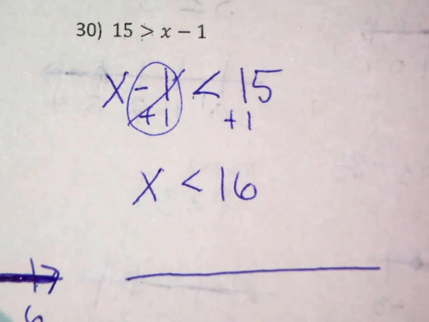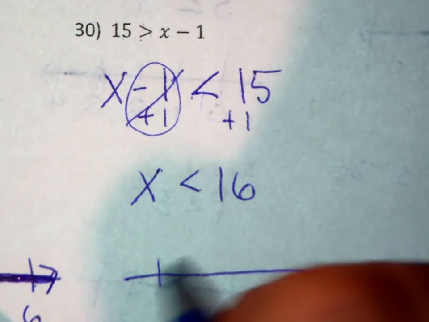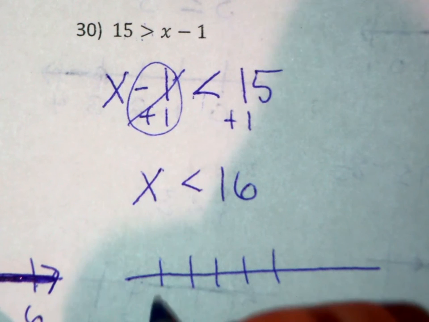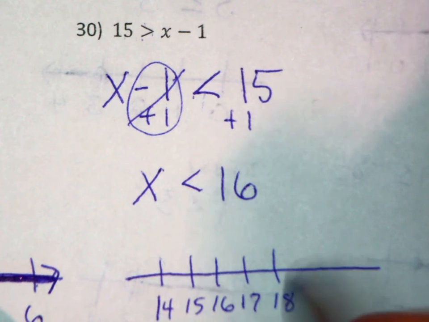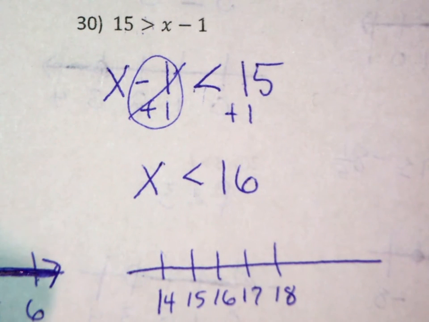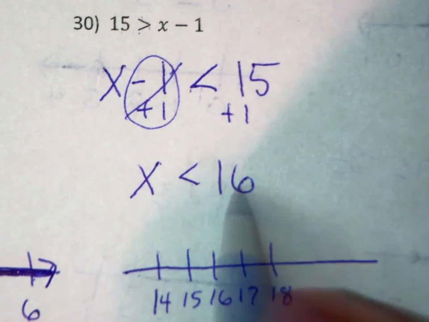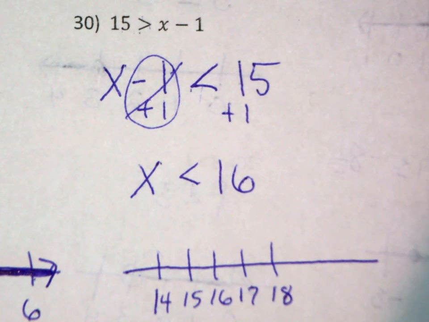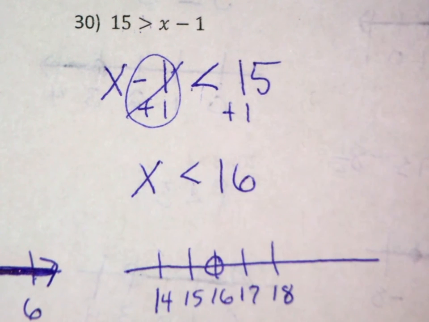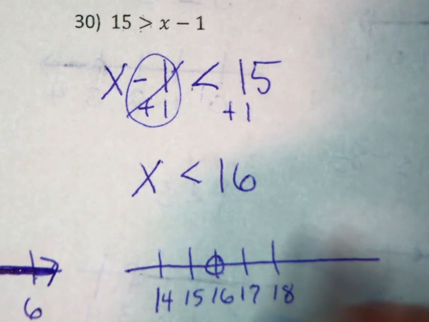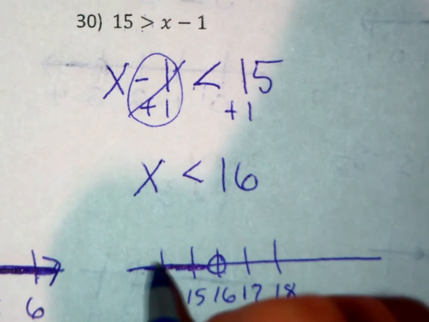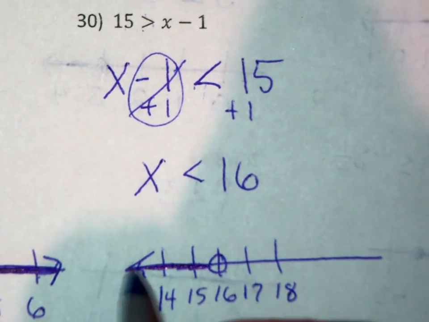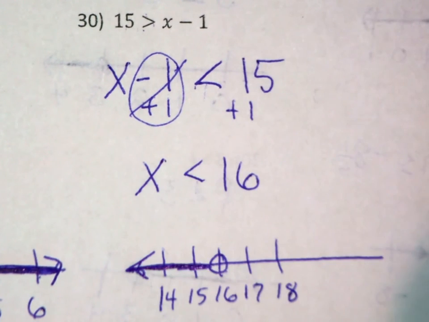Again, we can graph this, and I'm not going to need as many notches. 14, 15, 16, 17, 18 should do. And x is less than 16, but x is not 16 itself. So I'm going to have an open circle to represent that that's my starting value, but that 16 is not included. And then every term that is less than 16 satisfies as an included value for this inequality.